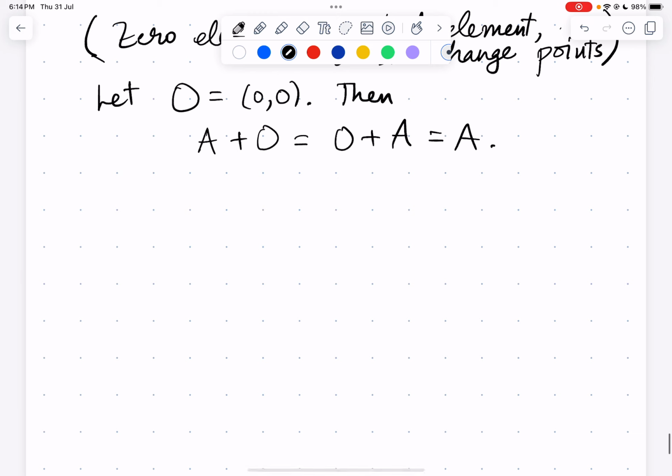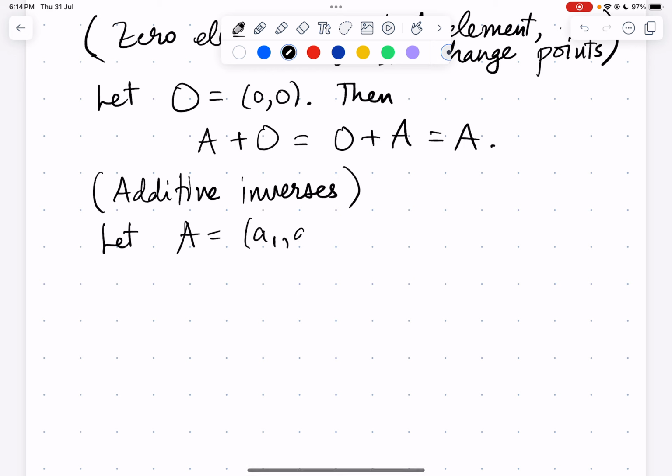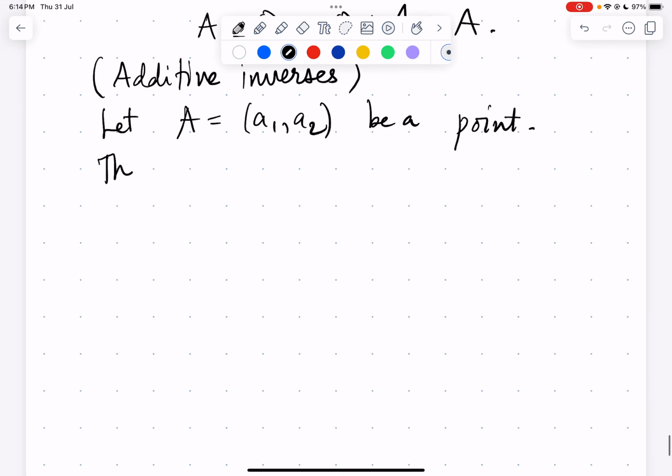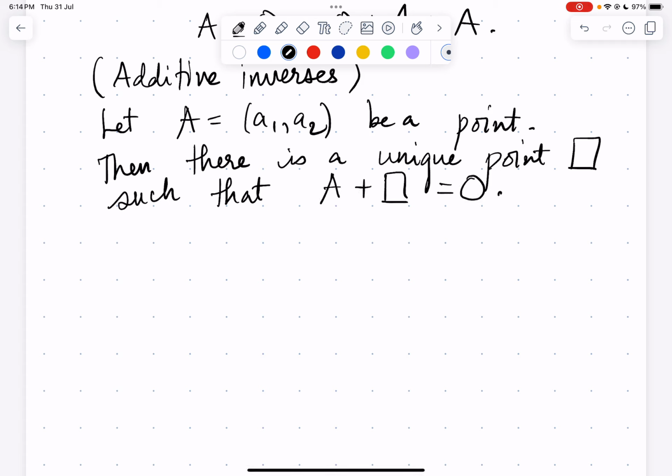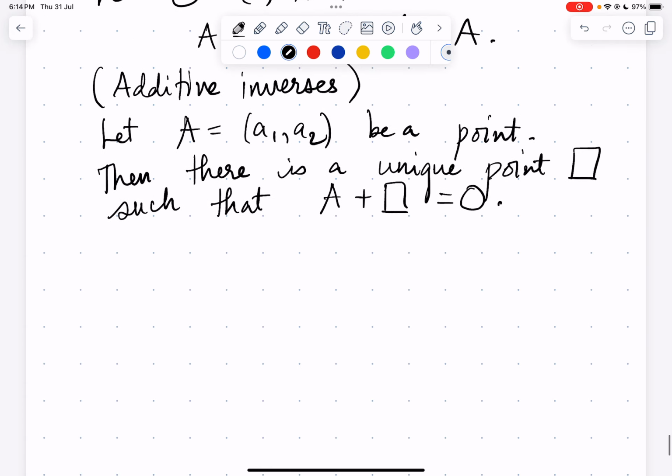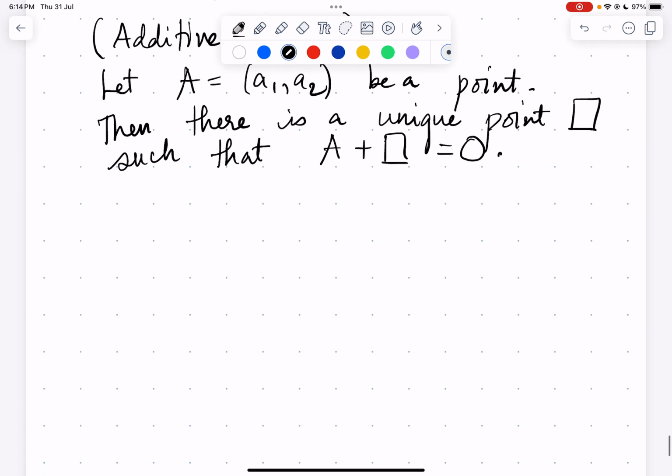And you also have additive inverses. Let A equals A1, A2 be a point. Then there is a unique point box such that if you add box to A, it gives 0. It gives the origin. 0 here means the origin. Okay. So there's a unique point box such that A plus box is O.